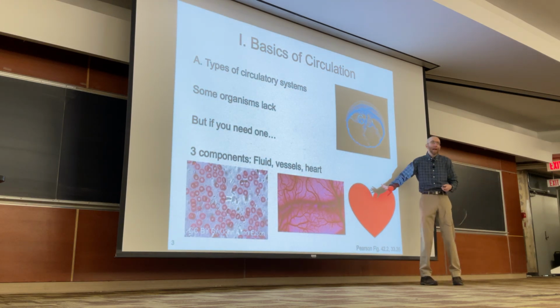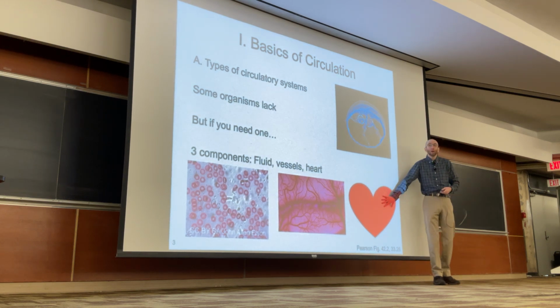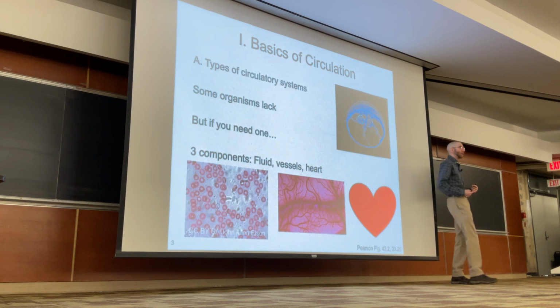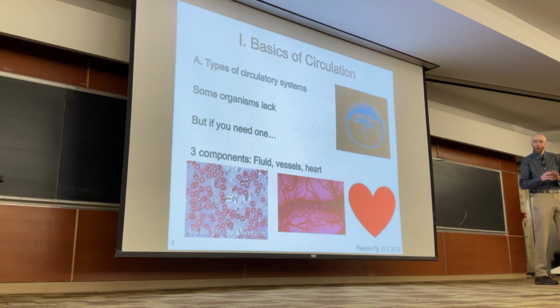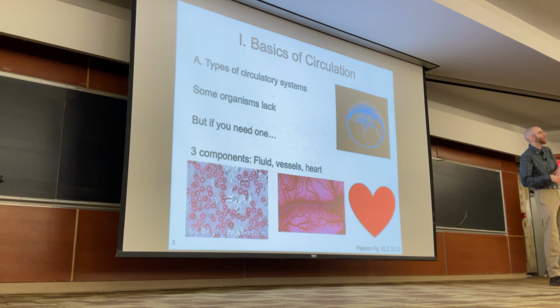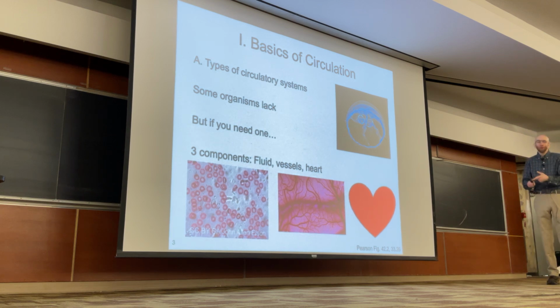And you're going to need a structure to pump it. You're going to need a muscular structure, a heart, to move that fluid through the body, whether it's in vessels or not. So all of the circulatory systems we're going to see are going to include these 3 components. Again, the specifics are going to be a little bit different, but they're all going to have fluid, vessels, and a heart. At least one.